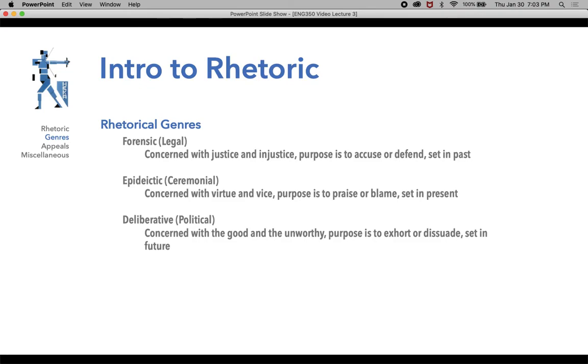Now, that's not only set in legal places, right? This is not only for the courtroom. For instance, if you have a speaker such as Martin Luther King discussing issues of justice and injustice from a pulpit, accusing or defending, set on past events, you could call that a forensic genre, forensic discourse, even though it's far removed from the courtroom.